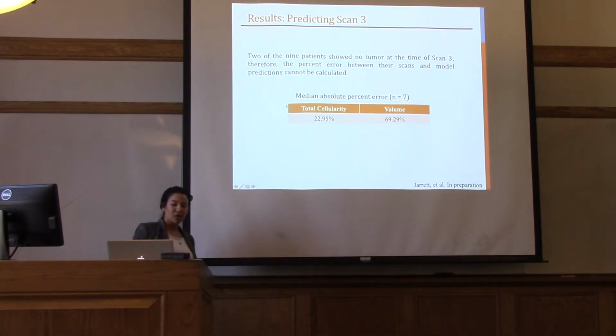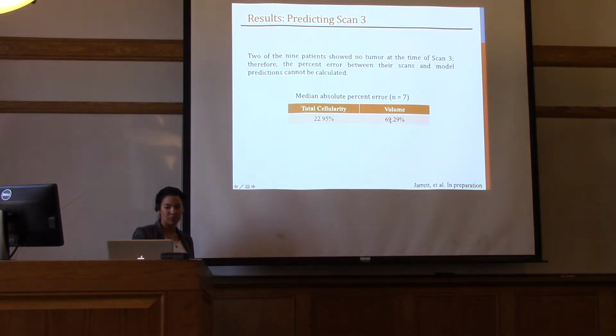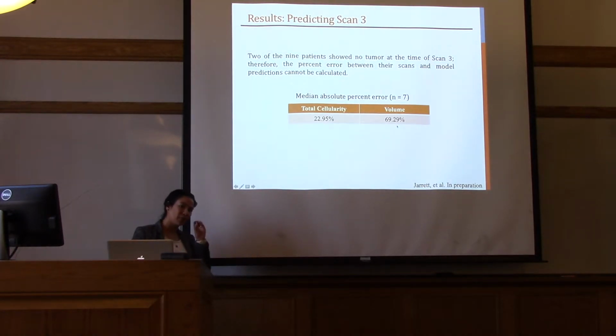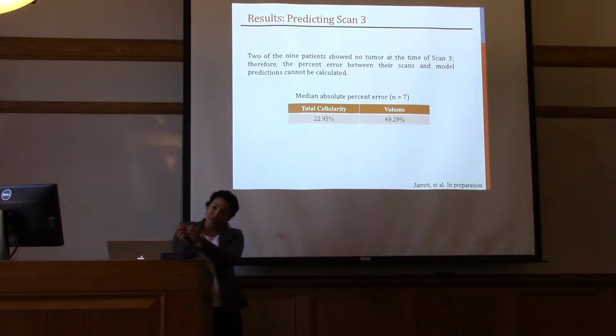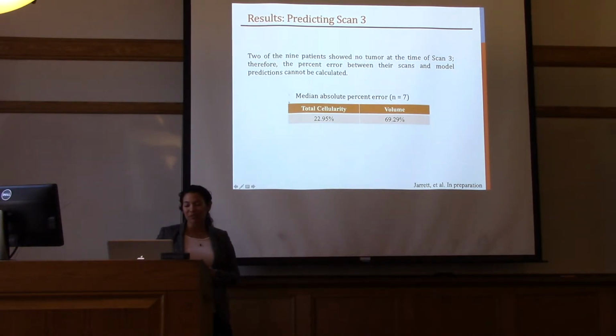And you can see that the errors, so we have 23% and 69%. And for this volume one, we weren't surprised that this was large because it's very easy to get this wrong, actually, the volume, because we're talking about voxels that are 5 millimeters thick. So if your model predicts that there's 2 voxels with tumor and the MRI has only 1 voxel, it's very easy to get a really high error for the volume. But looking at this, we said, okay, cellularity is what we want to use moving forward.